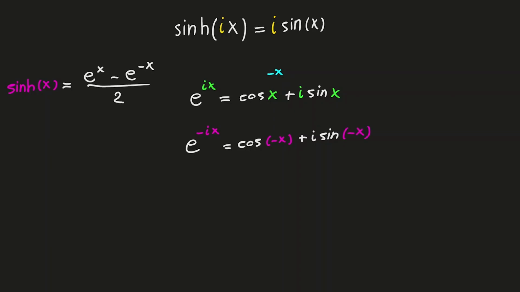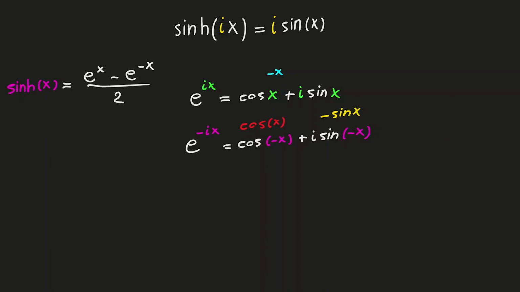Now, some basic properties of cosine and sine turn out to be very useful, because cosine is an even function. This means that cosine of minus x is cosine of x. We can get rid of the minus sign basically, and sine of x instead is an odd function. This means that sine of minus x is minus sine of x.